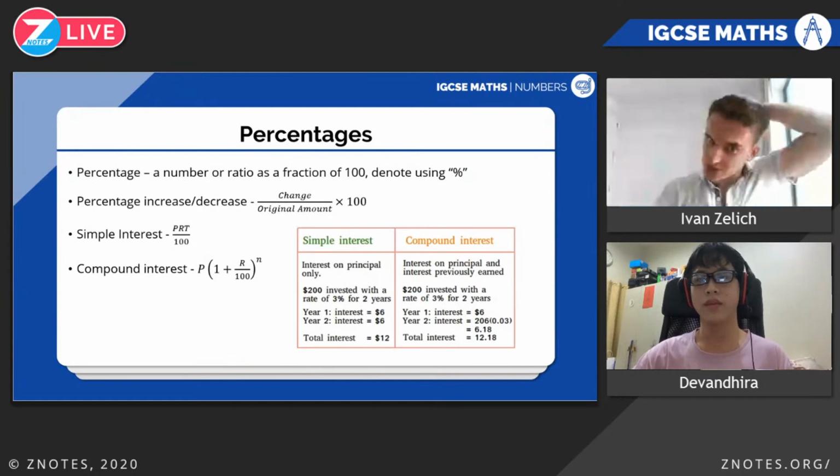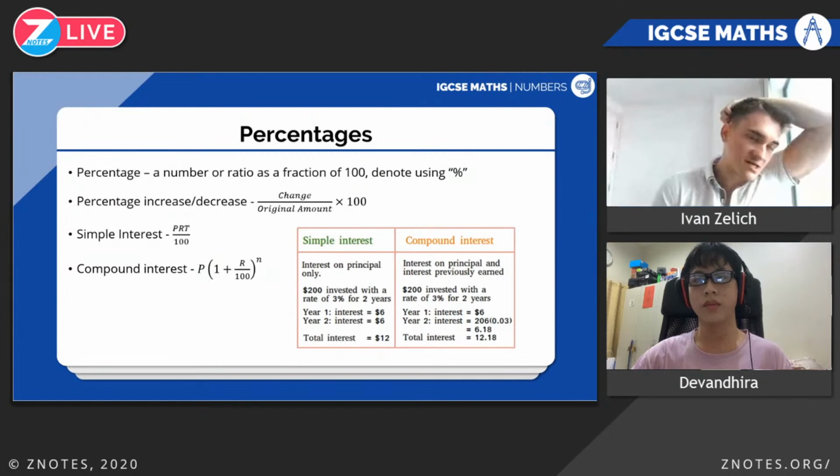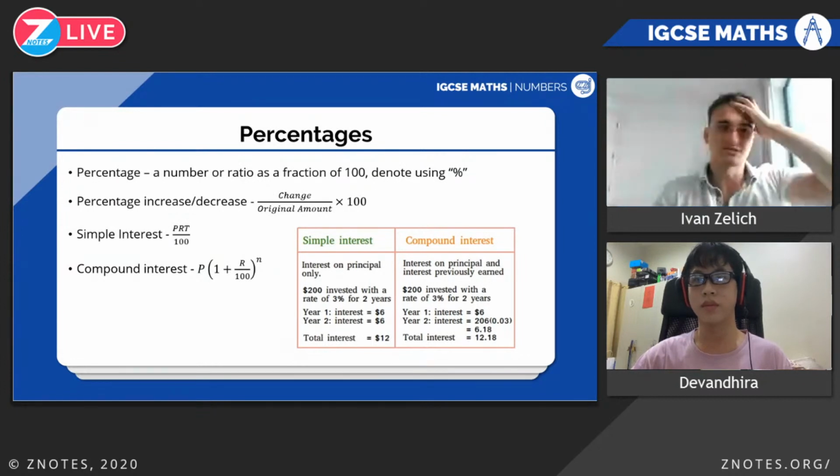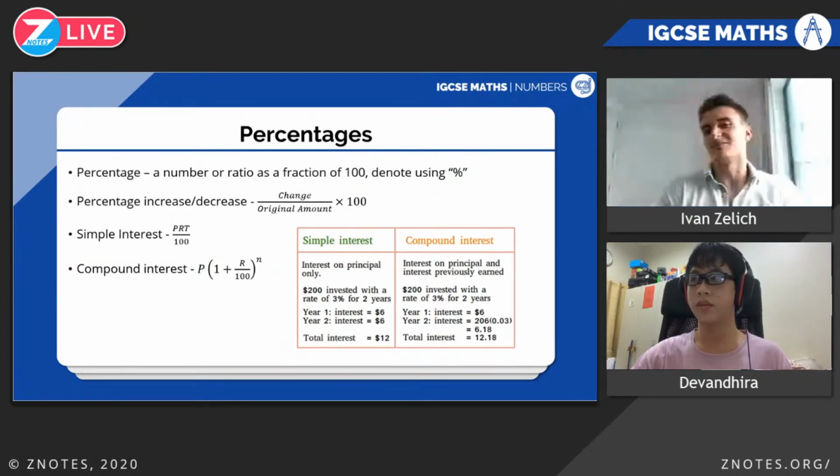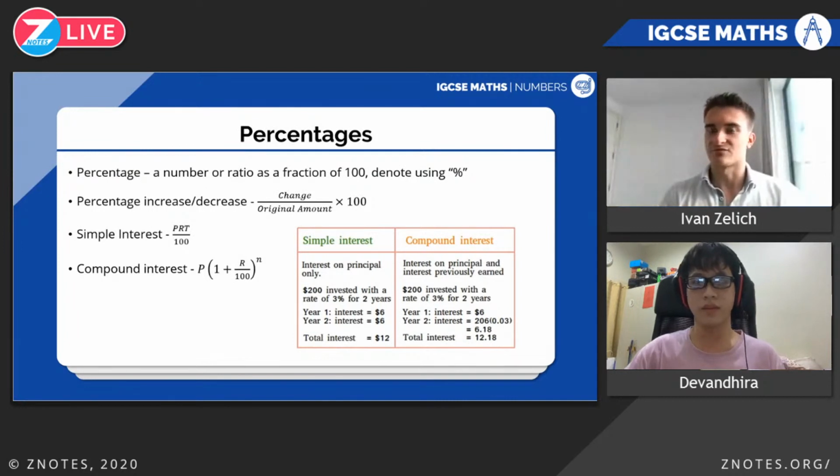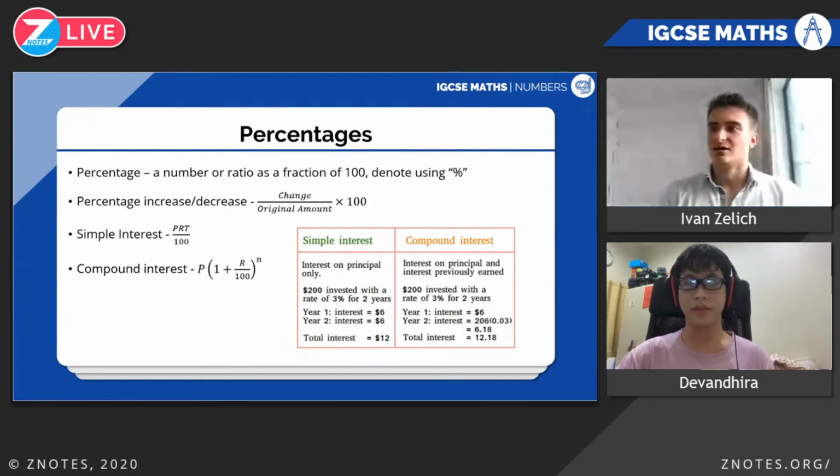Okay, percentages. I like to point out that percentages are really ratios that are out of 100. This is the first point there, but it's really important. Essentially, when you have a ratio, you have a percentage, you just have to make sure that ratio is out of 100. We'll see more examples of that, and I've tried to make that very clear.